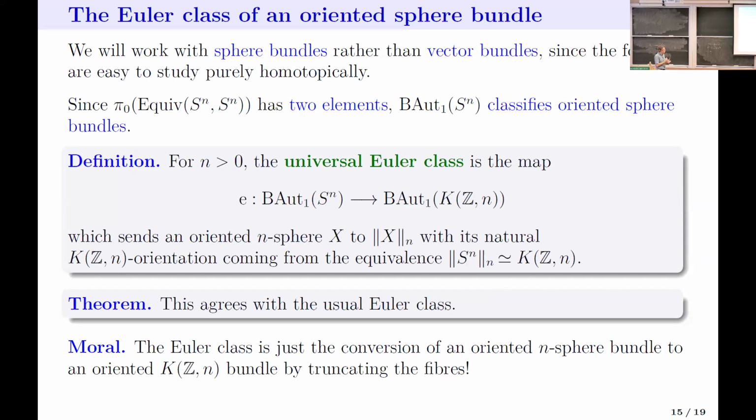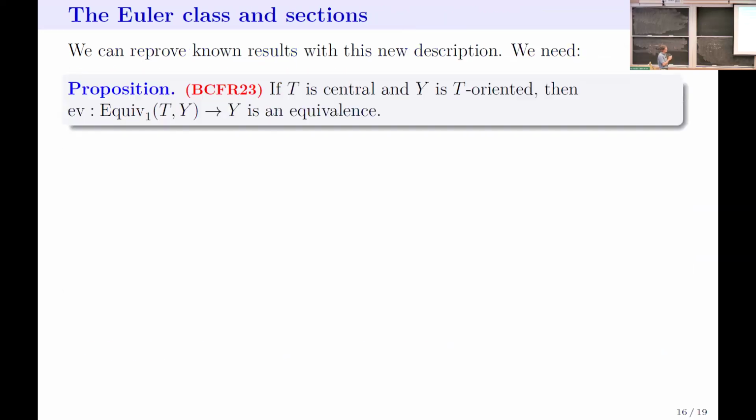Again, I'd be really interested if someone knows that this point of view has ever been mentioned before. That would be really interesting. But it requires this new way of thinking about Eilenberg-Mac Lane spaces. So I think it probably hasn't been. Okay, I'm going to say something very briefly about why this agrees with the usual Euler class in a moment. If I have time, I might run out, but we'll see.